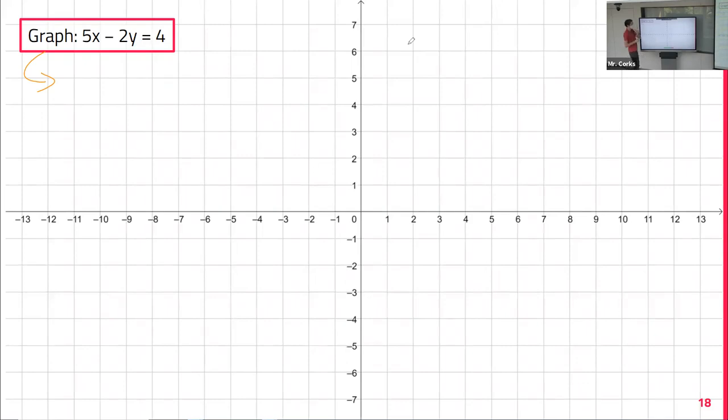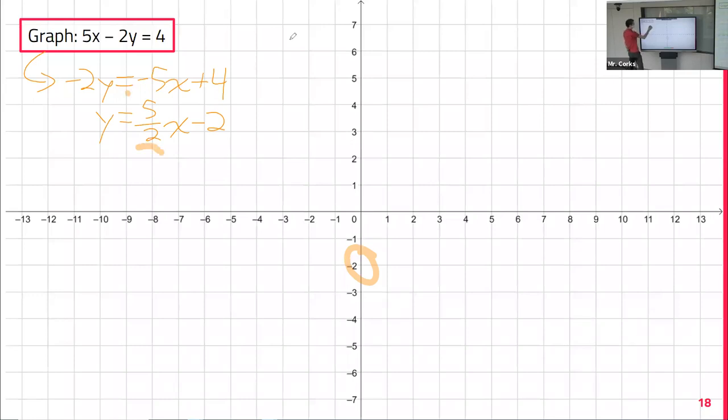I'll just split it up into multiple steps just for clarity. So let's move the 5x over. So negative 2y equals negative 5x plus 4. And then we'll just divide both sides by negative 2 here. So y equals, we'll turn it positive 5 over 2x minus 2. So there's our slope-intercept form. We can graph this pretty easily. There's our intercept right there, y-intercept, our slope.